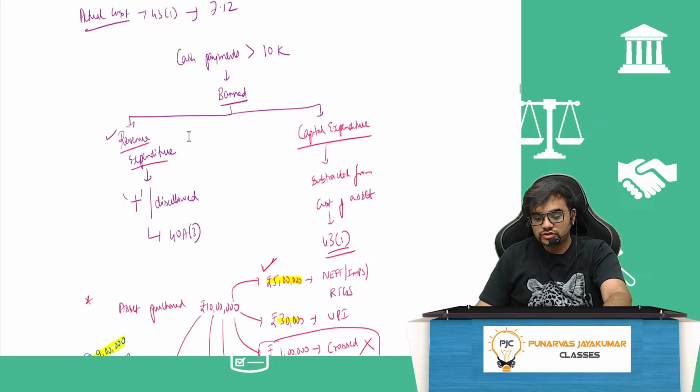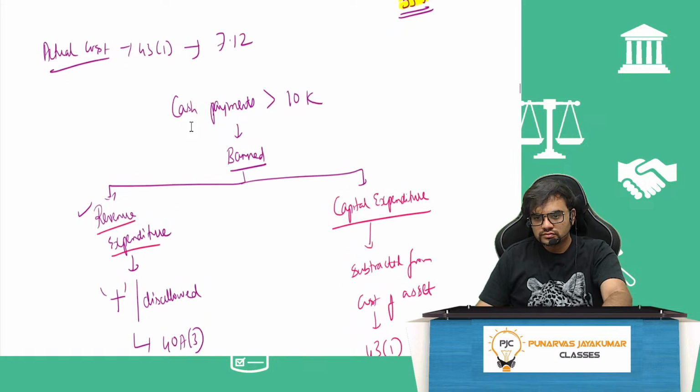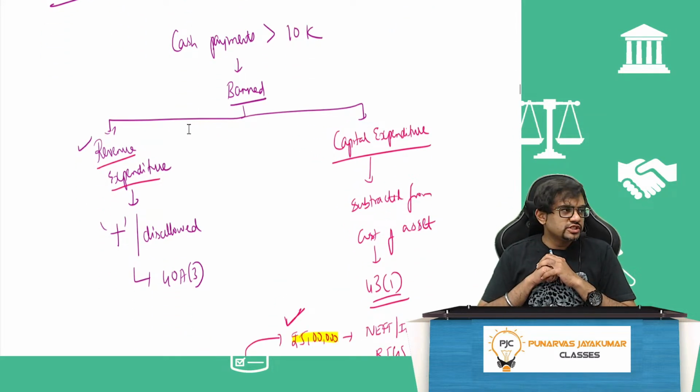So first and foremost, any cash payment that you make which is more than 10,000 rupees to a person in a day is not allowed. This was there before also, but it has got more importance after demonetization. It can be two types of expenses. If it is a revenue expenditure, what to do? If it's a capital expenditure, what to do?